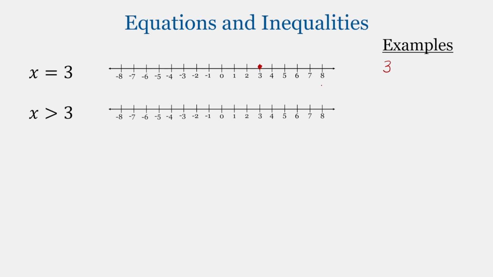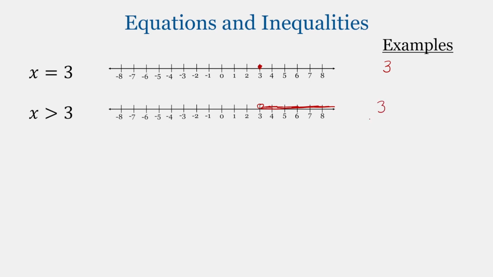Now with x greater than 3, how we're going to show this is we're going to put an open circle at 3 because it's actually not equal to 3. This is only when x is greater than 3. So we'll use an open circle at 3, and then we're going to shade everything greater than 3. And this is how we'd graph this inequality.